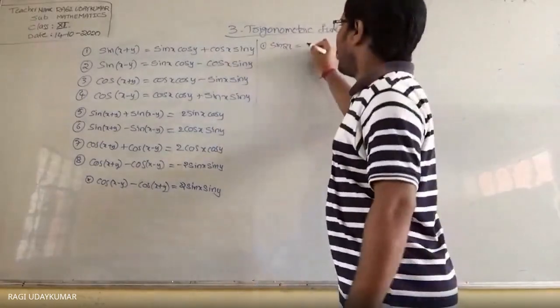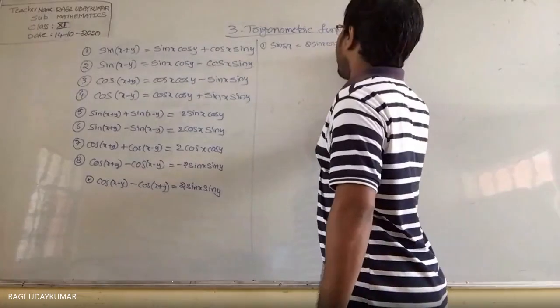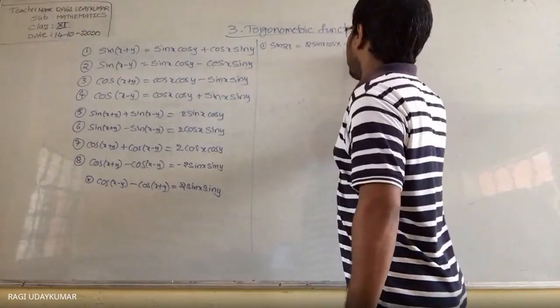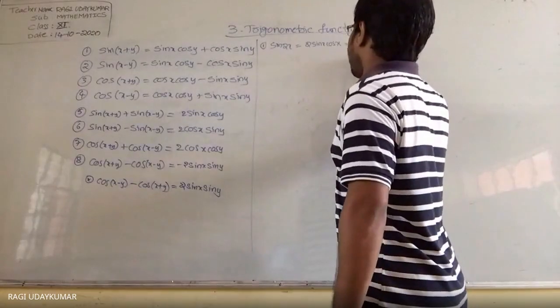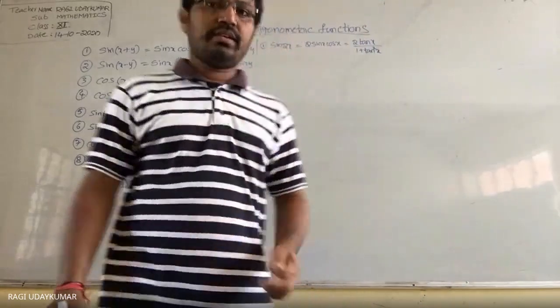Sin 2x can be written as 2 sin x cos x, or you can write it as 2 tan x by 1 plus tan square x. This is sin 2x. Okay?